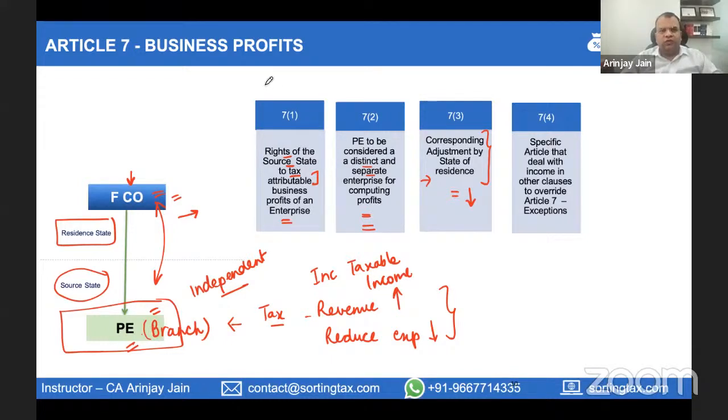Now, all these four clauses that we've discussed are for the OECD Model Tax Convention. When we talk about specific countries like India, the terms of the treaty might differ. There might be additional clauses. There might be certain deletions, additions. Everything has to be factored in.